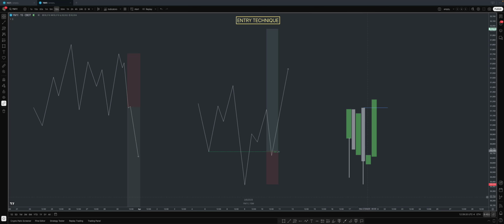When we take that out and then get a really nice reaction, I can use that order block as an entry and expect a move higher.